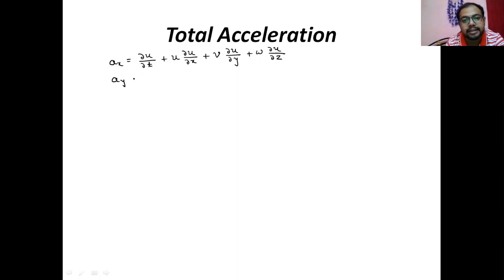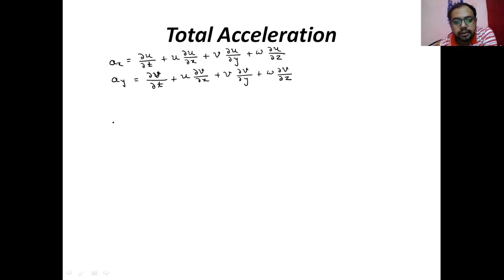Similarly, acceleration along the y-axis, if you do it the same way, only it is changed. It is Dv/dt plus u dv/dx plus v dv/dy plus w dv/dz. That is the acceleration along the y-axis. And acceleration along the z-axis: dw/dt plus u dw/dx plus v dw/dy plus w dw/dz. The same way it is repeating in this manner. That is the total acceleration.